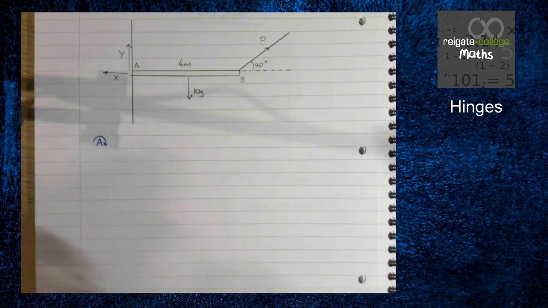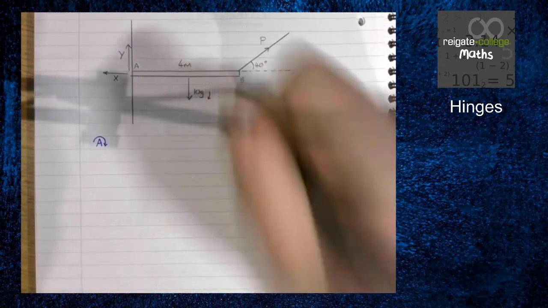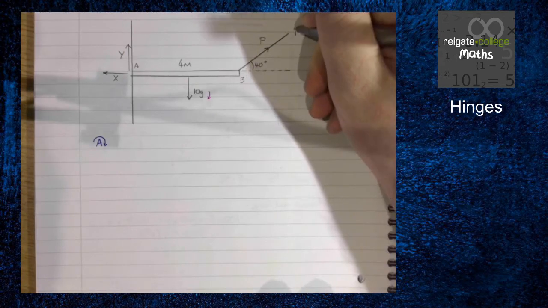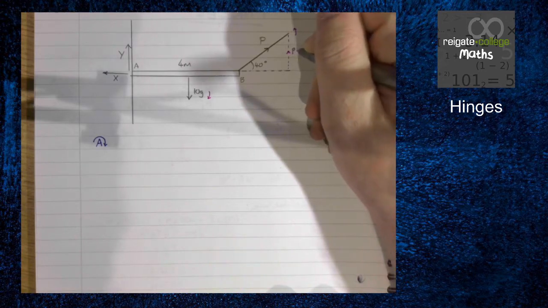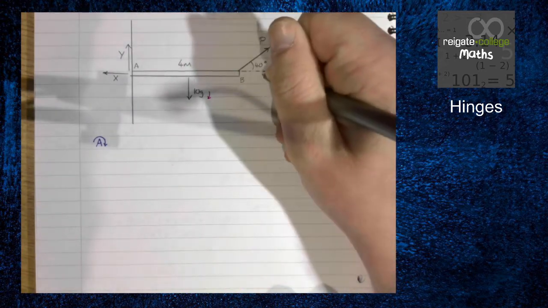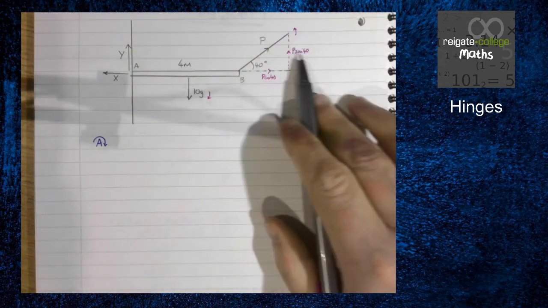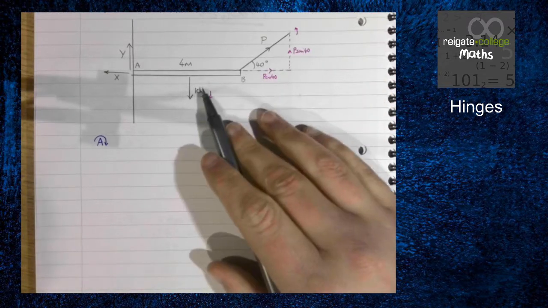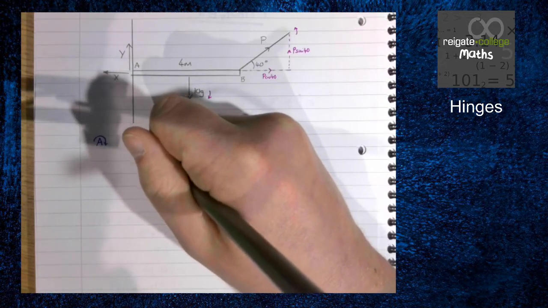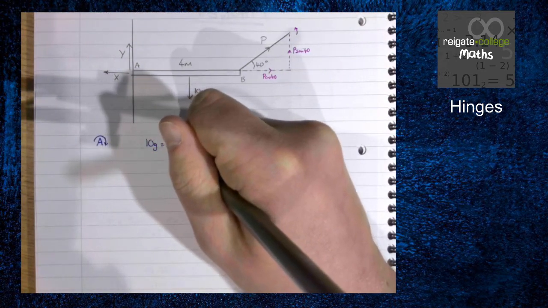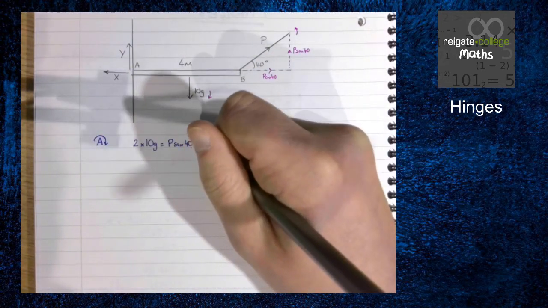So, again, let's think about our forces. We only have two that we need to worry about: this 10G and then the P. And this one we need to resolve into two components, P sine 40 and P cos 40. So we can see the P sine 40 is going to cause a turning this way, and the 10G is going to cause a turning this way. So we know they're equal to each other. 10G times 2 and P sine 40 times 4.